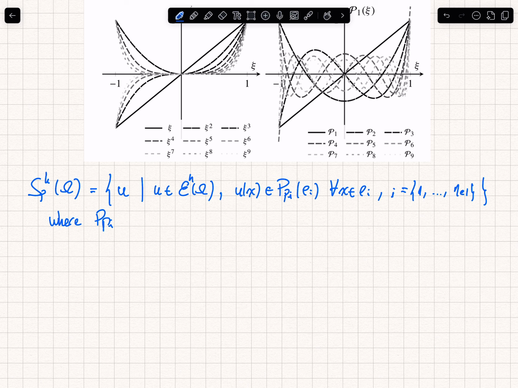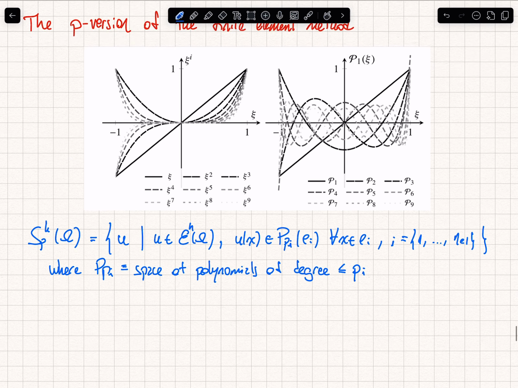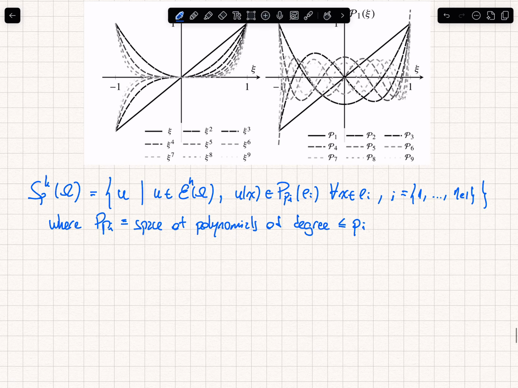Where P_pi is basically the space of polynomials of degree less than or equal to pi. Obviously, we're talking about complete polynomials, right? It doesn't make sense that I have a cubic polynomial and I'm not really considering the quadratic components, right? So we're talking about complete polynomials. Okay, so let's see how these polynomials look.